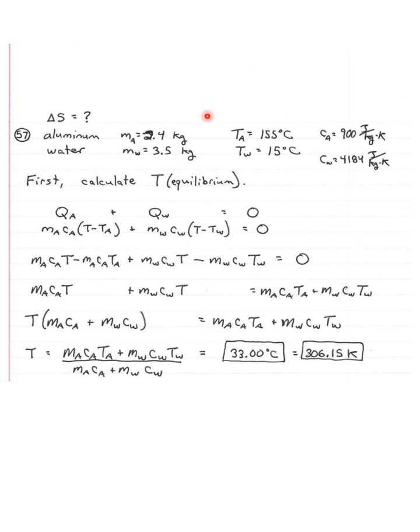We've got aluminum, and I'll say M sub A for aluminum, M sub W for water. We have their temperatures, and we have the specific heat of aluminum, 900, and specific heat of water, 4184. So on this page, I'm going to calculate the equilibrium temperature. Q_A plus Q_W equals 0. And then we're going to separate that into M_A C_A times the change in temperature for the aluminum plus M_W C_W times the change in temperature for the water equals 0. And over the next few lines, I go through the algebra of solving for T.